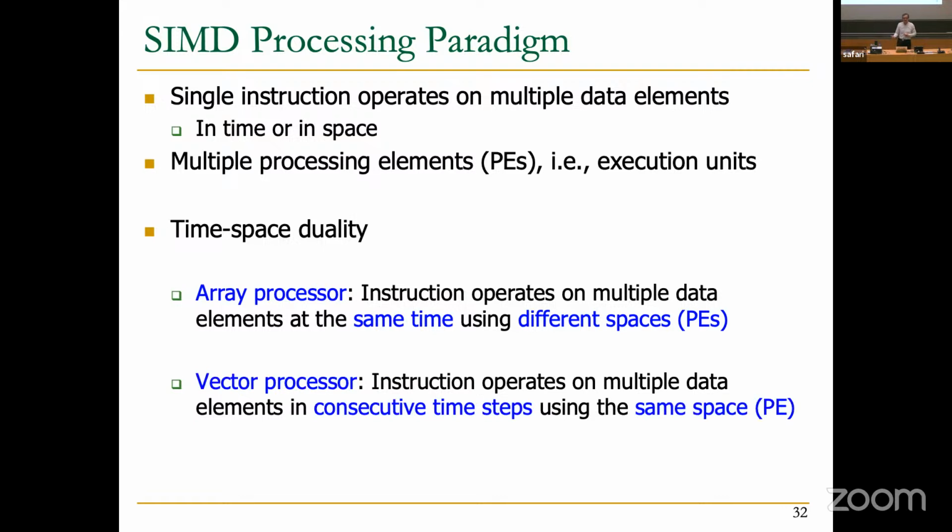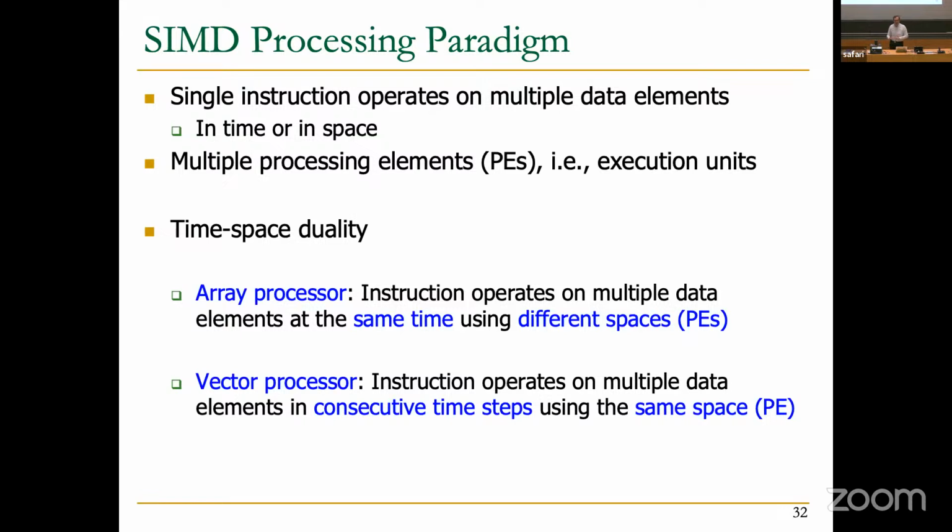Vector processor, on the other hand, is more frugal in the sense that you don't need to have many different processing elements that do exactly the same thing. You can have only one, but you reuse that processing element in time. Every single cycle, you do the same operation on different data elements in consecutive cycles. Basically, the same instruction operates on multiple data elements in consecutive time steps using the same space processing element. This is why vector processors were initially more popular, because they were more hardware efficient. You don't need to replicate the same functional unit many times. You can just have one add unit, and a vector operations can be pipelined through it.